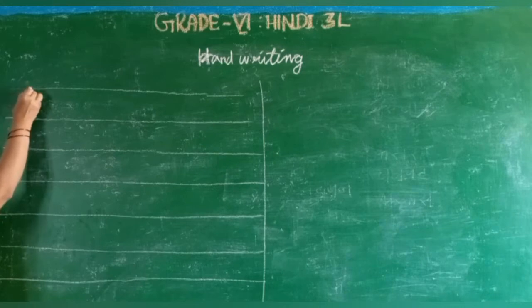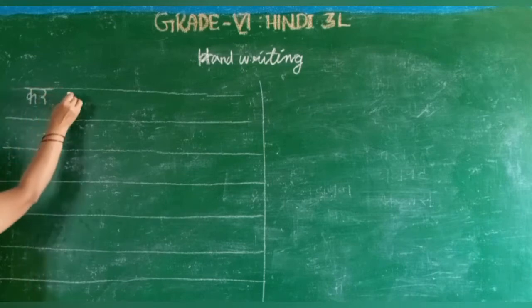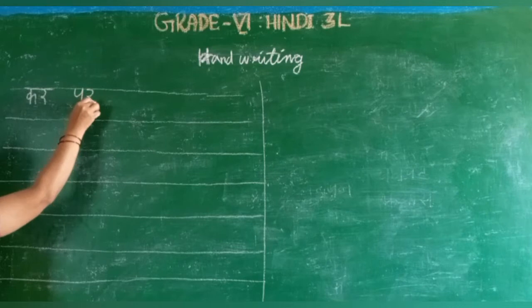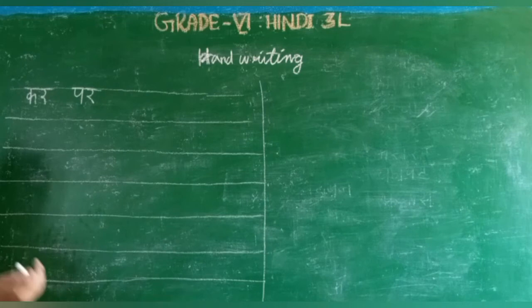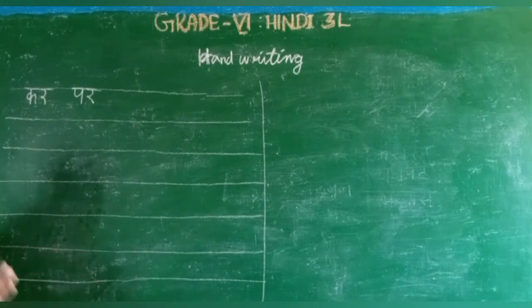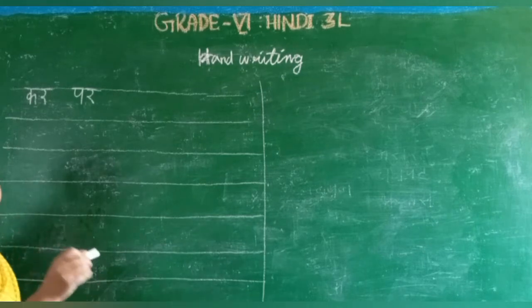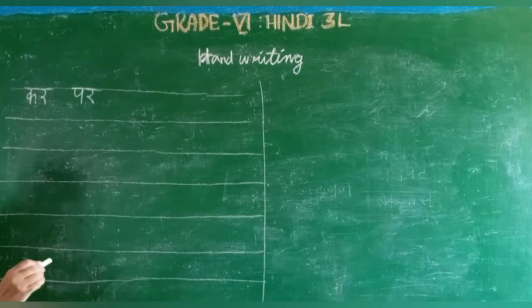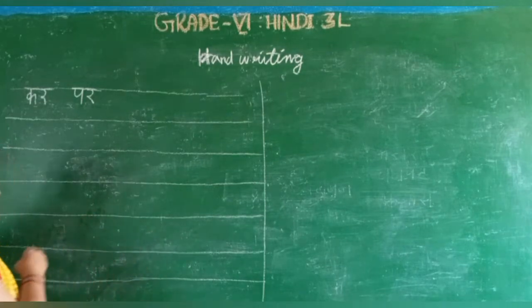For example, ka, ra, kar, pa, ra, par. For 2 letter, 3 letter, and 4 letter words, I will give a PDF worksheet for your handwriting practice. You see and write in a ruled note. In any one ruled note, do practice daily, one page. This is very a must. When you submit your worksheet, along with your classwork note and worksheet note, you will submit your handwriting note also.